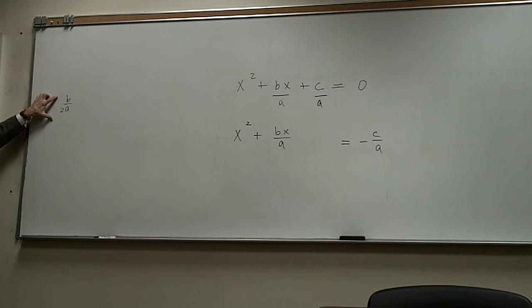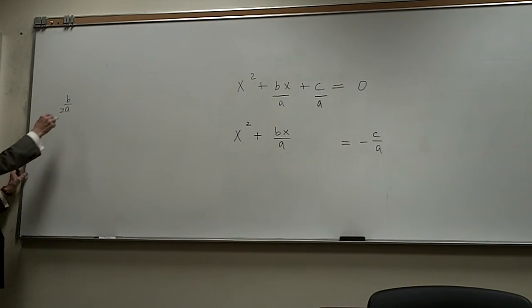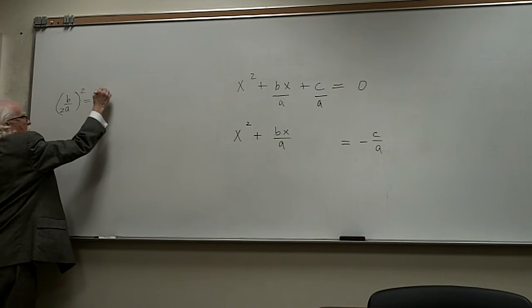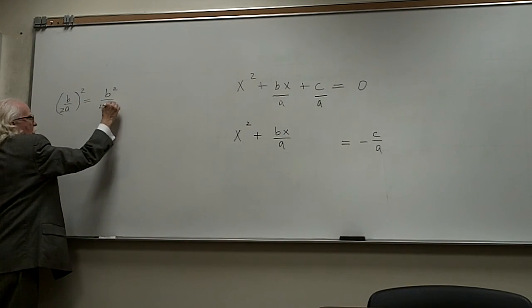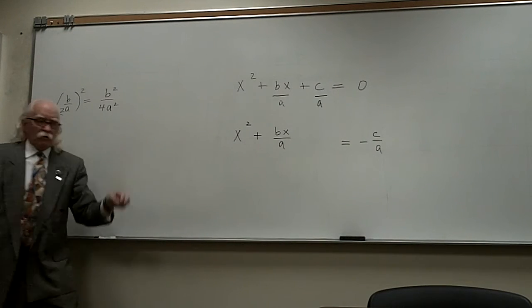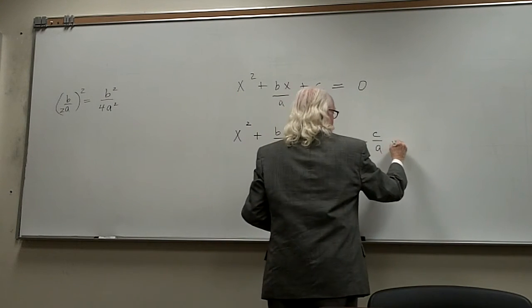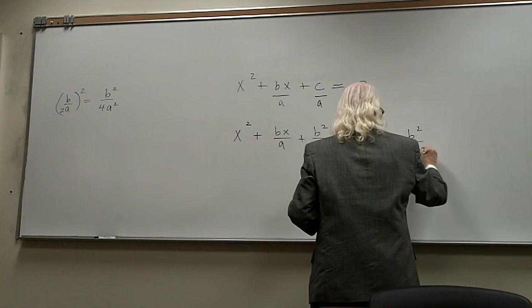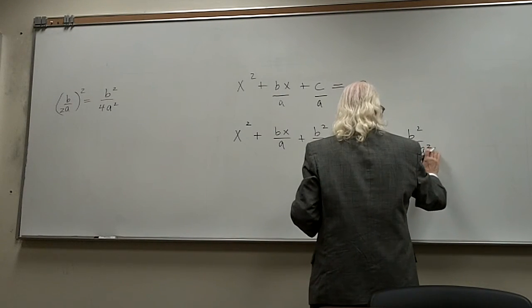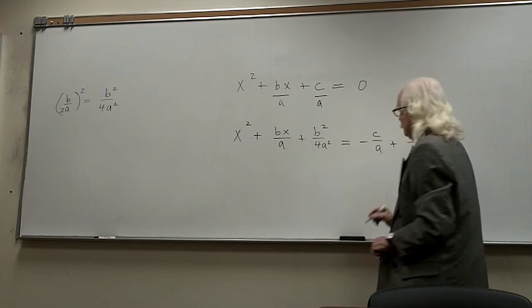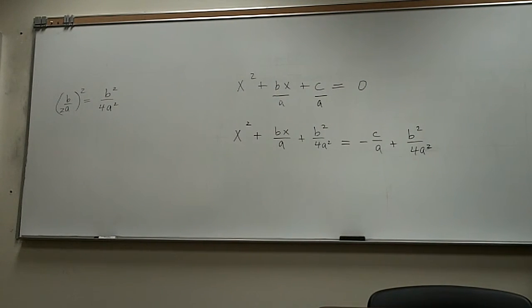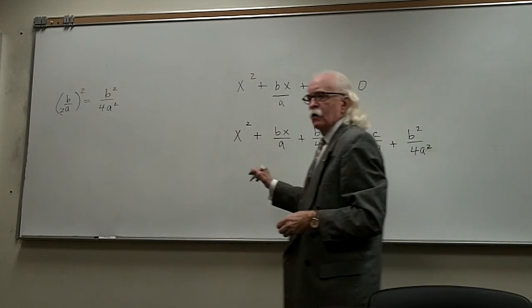All right, what does it say to do? What's the next step? What's step 4? You are supposed to square this term. And you put it on both sides of the equation. Everybody still with me? Everybody there?